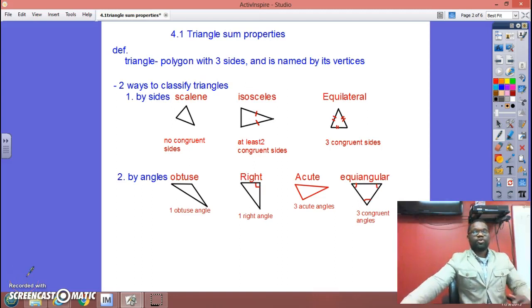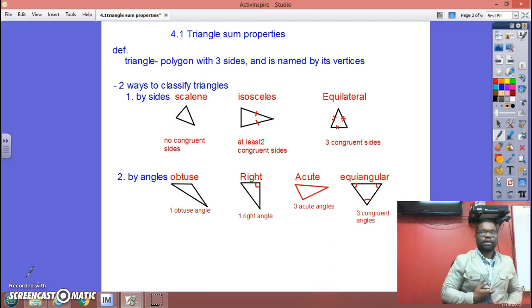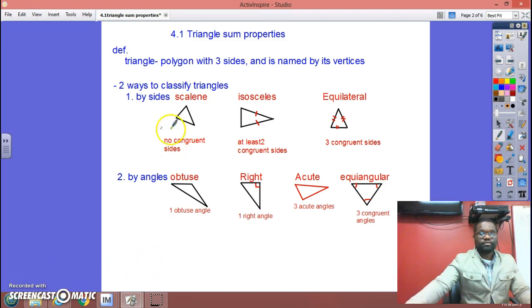All right, so we talked a lot about this stuff in class today. I just have it up here because I want you to get a chance to see it. The real definition of a triangle is a polygon with three sides and is named by its vertices. So there's three of them. All right, we talked about the ways to classify triangles.